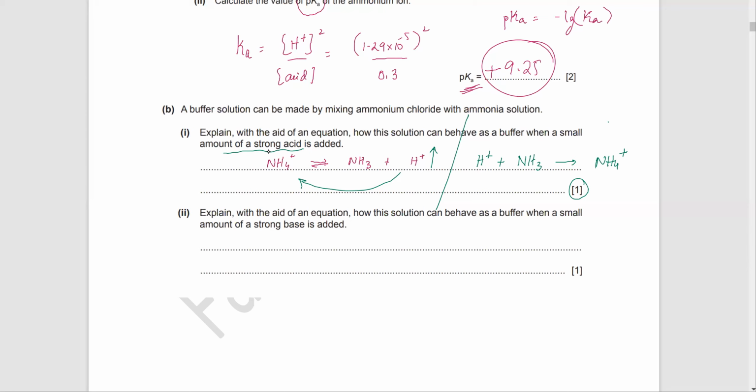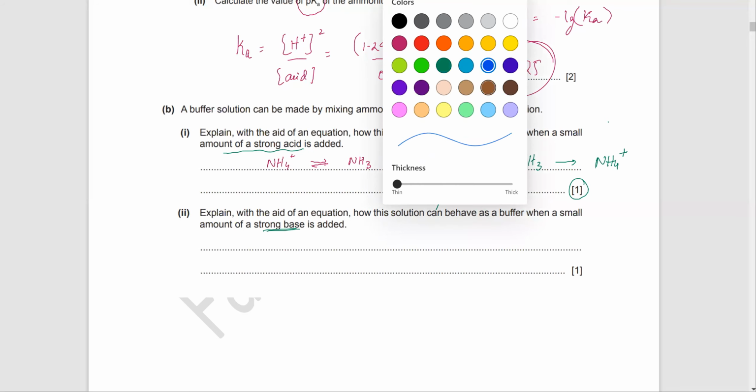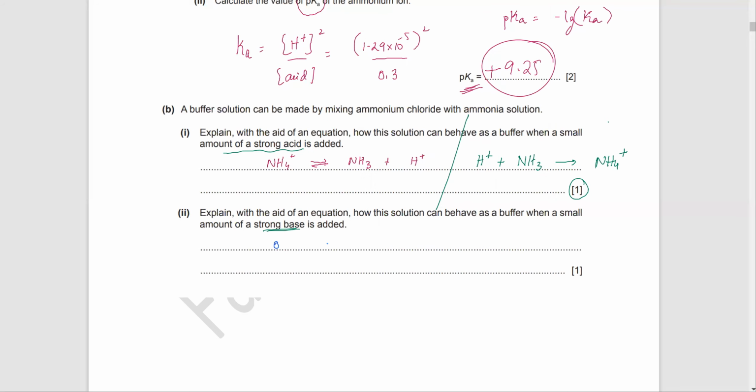The next one is: explain with the aid of an equation the opposite, when a small amount of base is added. Now, when you're adding a base, I'm going to do the working on the same equation. Where would the equilibrium shift when you add a base? The first thing the base would do is, the base has OH ions, so the base would neutralize the H plus. The OH ions would immediately go in and start reacting with H plus ions to form water. This is the reaction that would start to happen as soon as you add OH minus.